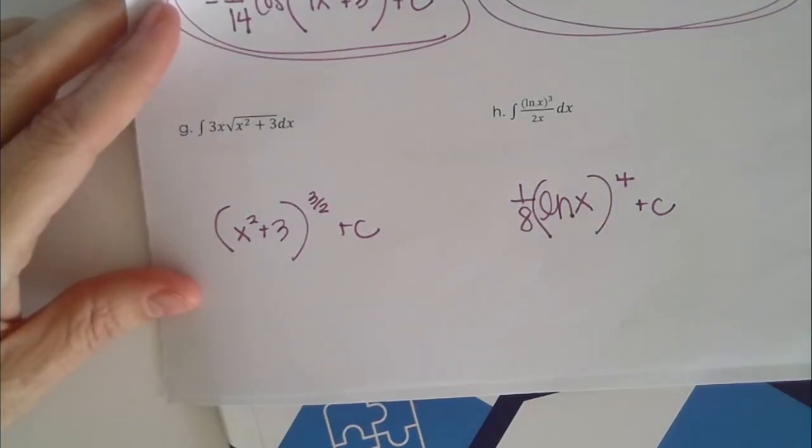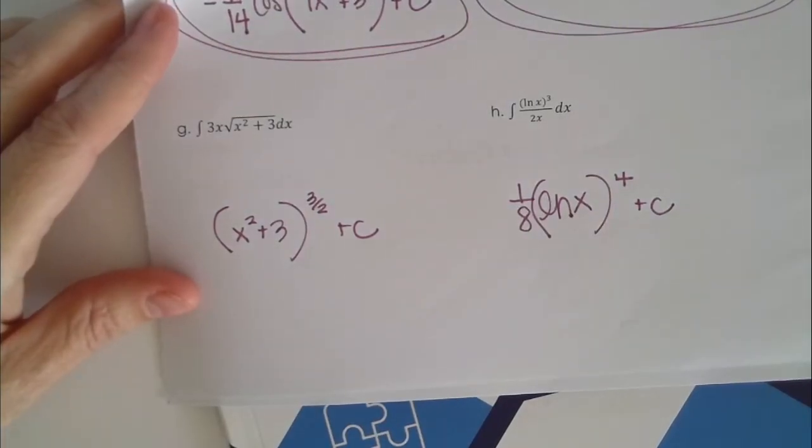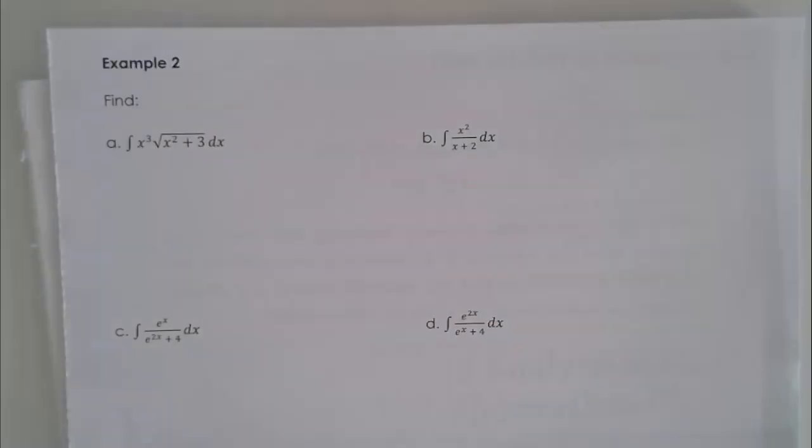Okay, so there are your G and your H. So this is just a little bit more complicated than the integration by substitution that we have done before. Now let's look at the next examples. Now these are going to get a little bit more complex as we go through them.